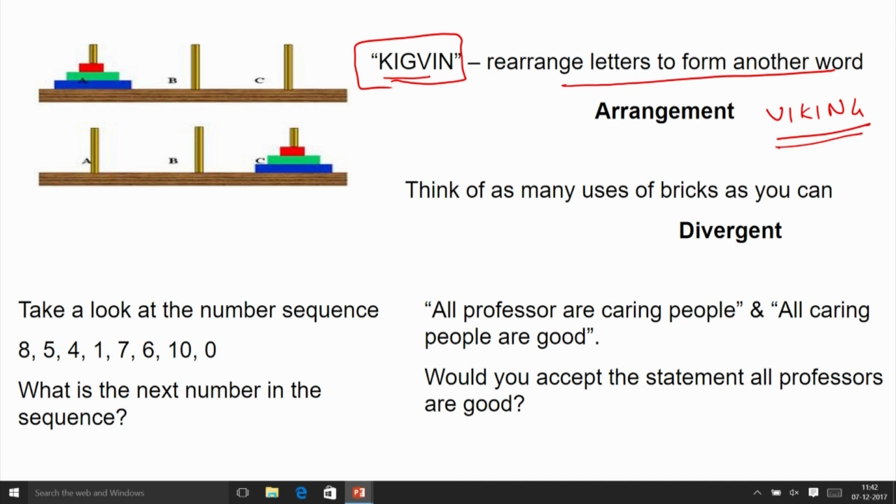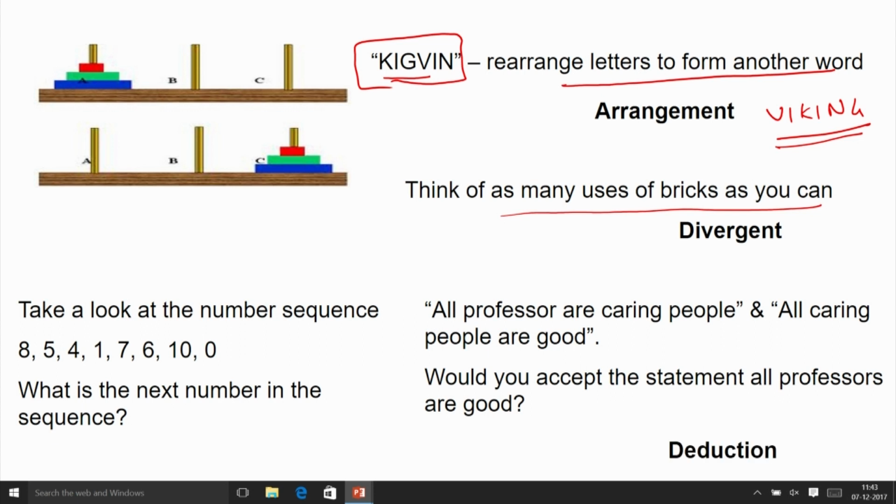Now, a divergent problem, as I said, lets the solver give a number of solutions, and so the problem here could be: think of as many uses of bricks. Bricks could be used for beating someone, for making a house, as a substitute for weight, as a paperweight, or in selling something in terms of standard weights, or so many other things, right. And so, these are divergent problems.